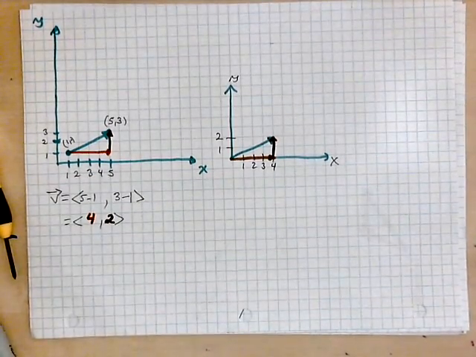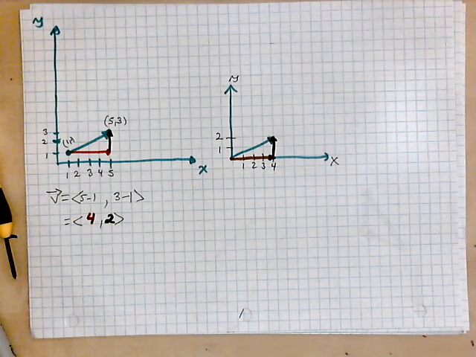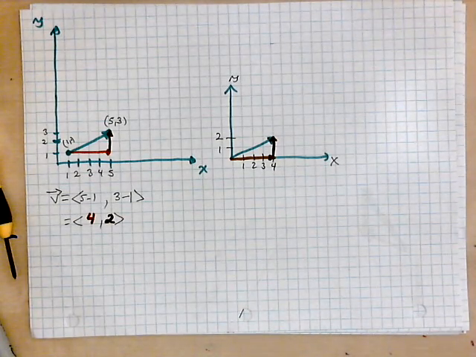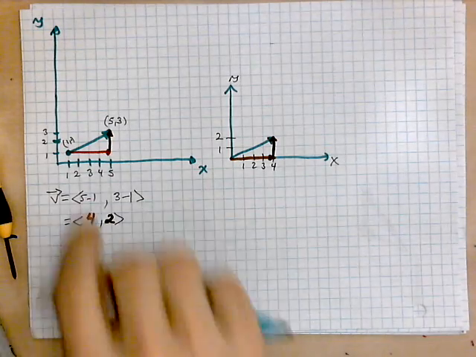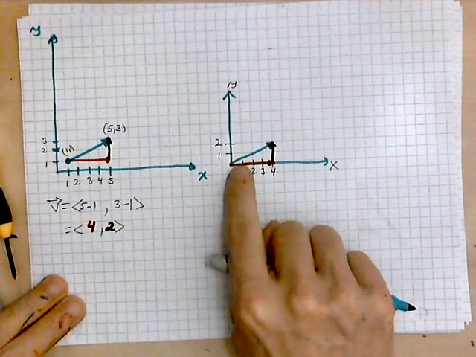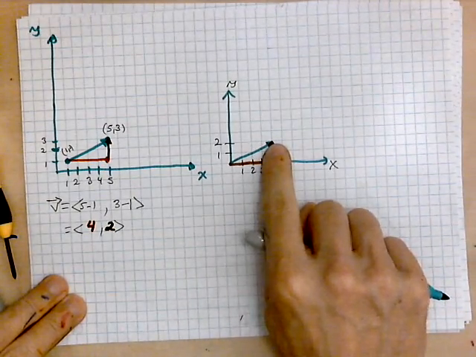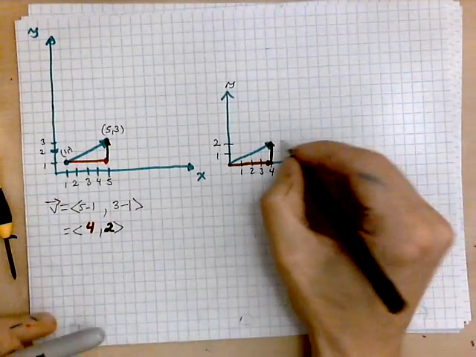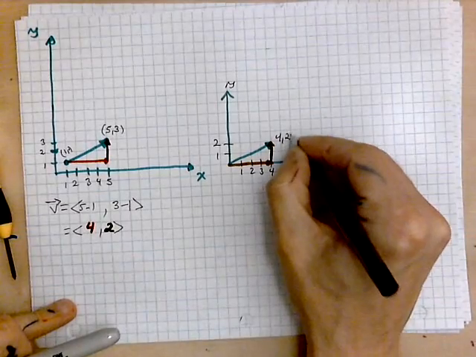As long as the direction and magnitude are kept the same, you can locate them anywhere you like, which means the following. This vector here can be drawn from 1 to 5, 3, or from the origin to this point, which has coordinates 4, 2.